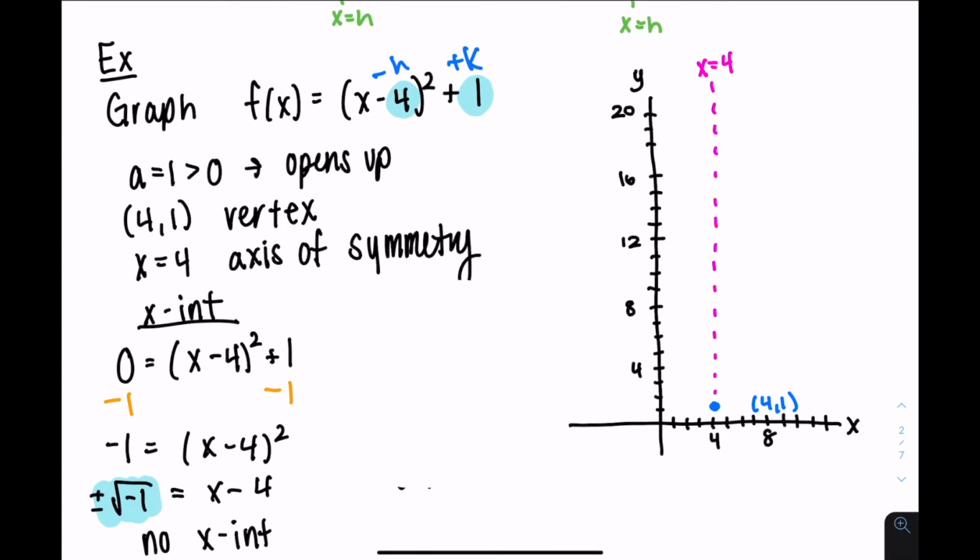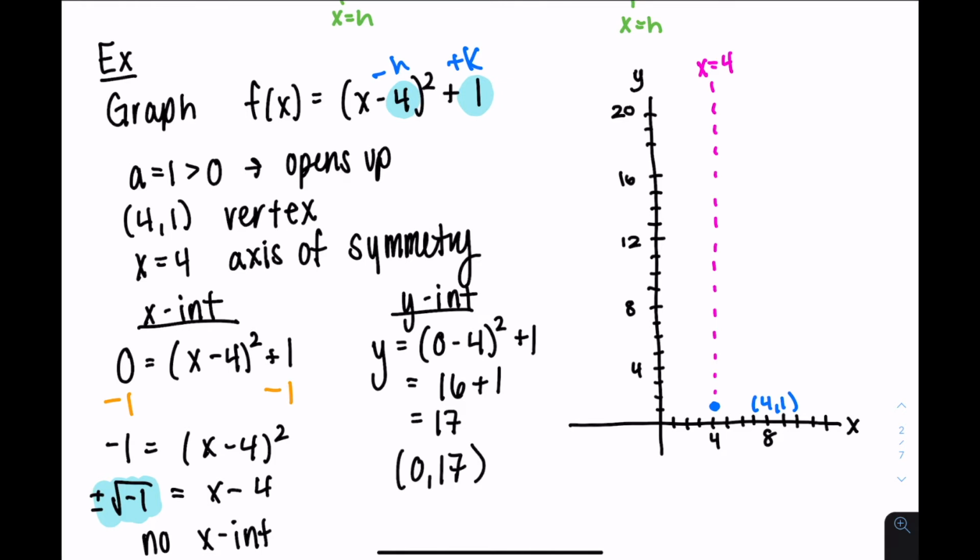Now, if we go to do the y-intercepts, all we want to do is plug in x equals 0. So the y value would be (0 minus 4) squared plus 1. Well, negative 4 squared is 16. So it's 16 plus 1. So our y-intercept is going to be at 17. So specifically, that's going to be the point (0, 17). So we'll go ahead and plot that here.